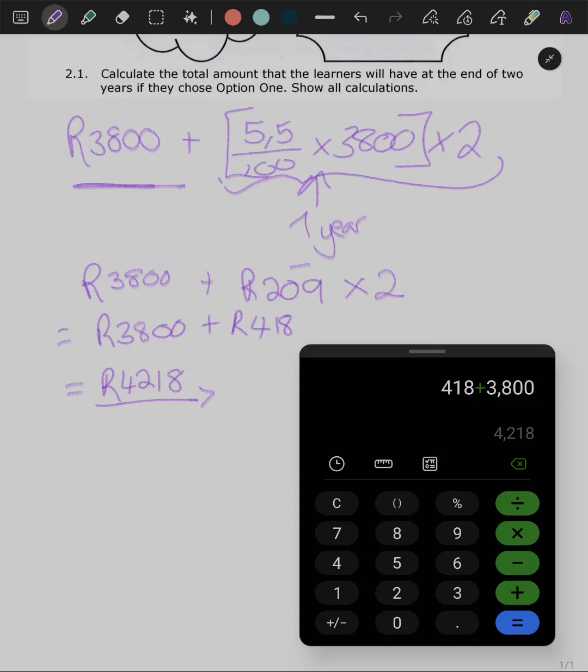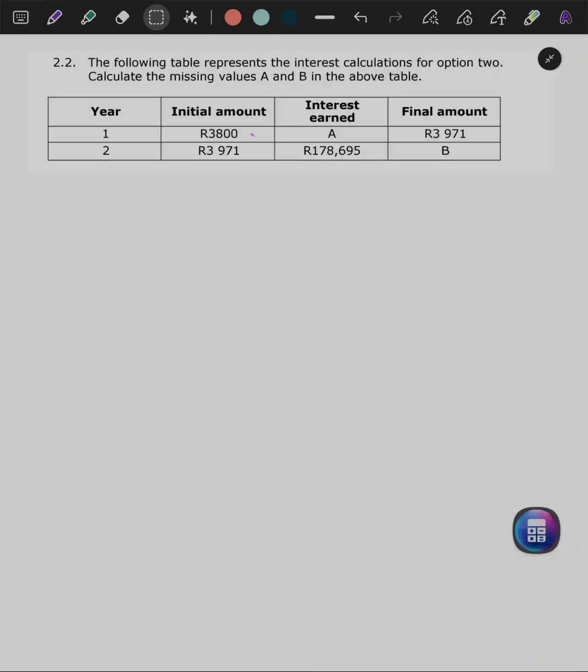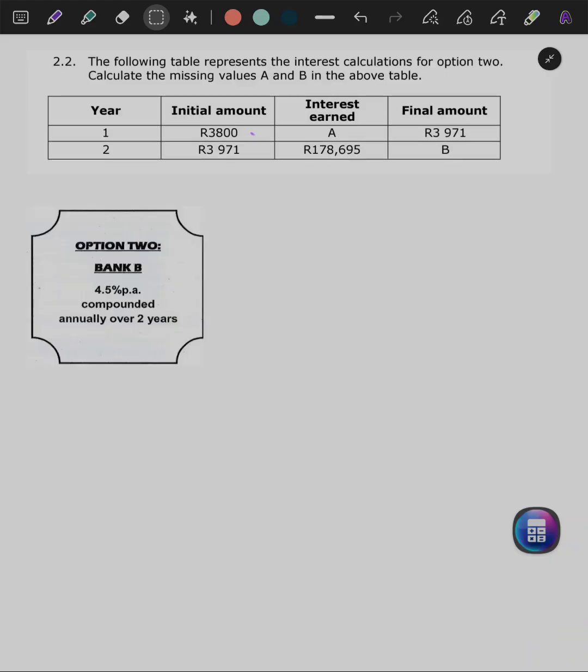Okay, so that was question number 2.1. Let's look at 2.2 now. 2.2 says the following table shows the interest calculations for option 2. Remember that option 2 was our compounding interest. We've got year 1 and then year 2 calculation. I'm going to need to get the information from that. One second. Okay, there's our option 2, and we need to find the missing values A and B.